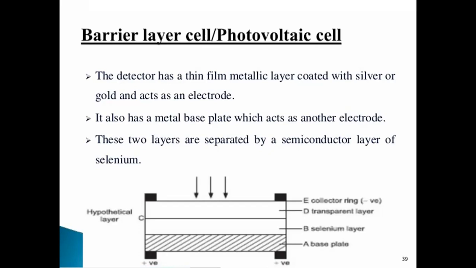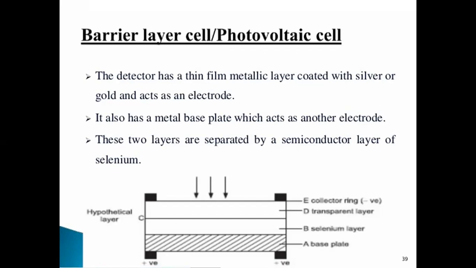The detector has a thin film of metallic layer. Now see the construction first. For each and every detector, you should learn the construction, working, advantages, and disadvantages or limitations. So in the barrier layer cell, the photovoltaic cell, there is a thin film of metallic layer, which is coated with silver or gold, and it acts as an electrode.